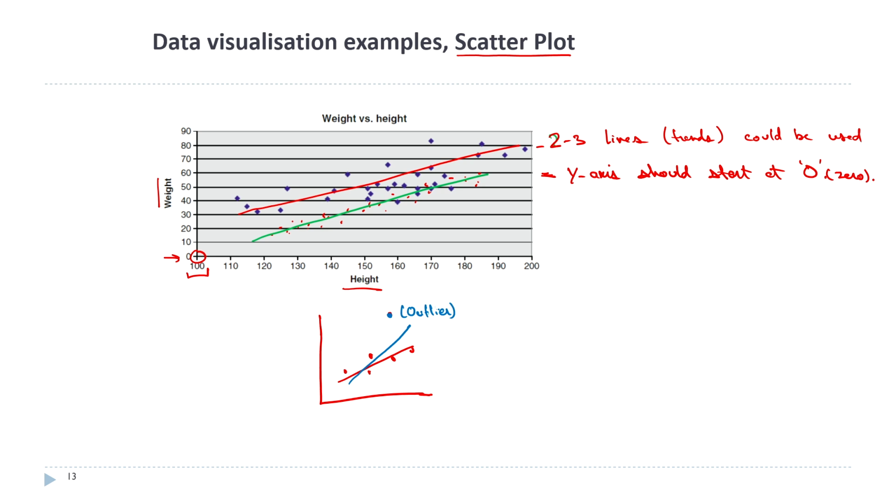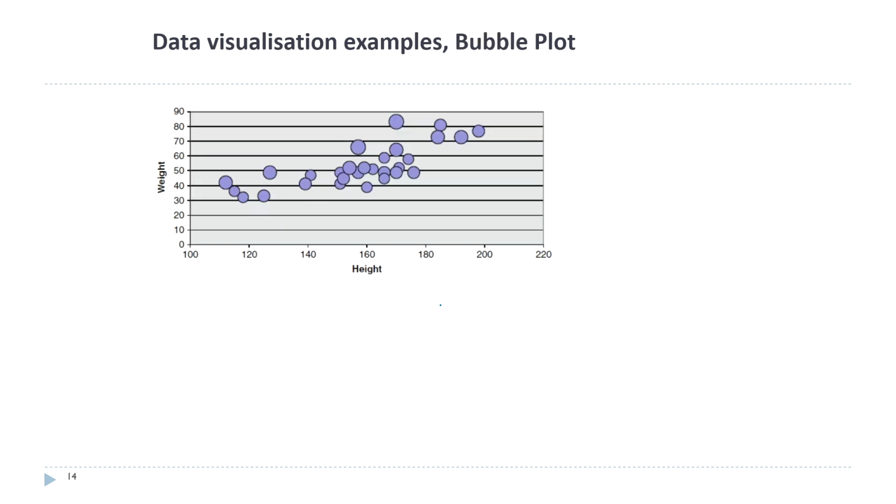So, this becomes our area of interest. There are certain other things in the scatter plot that we can add. For example, if the third dimension is here with height and weight itself, if age is also added, here the plot is known as bubble plot. The bubble size is proportional to age.